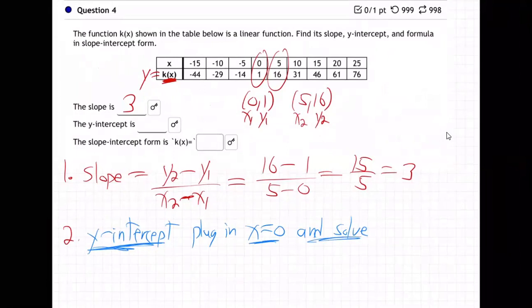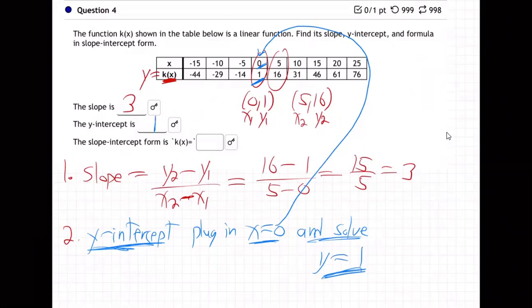Now you might think, what do you mean plug in? Plug into what formula? Well, we don't really have a formula right now, but we can look up at the table. Where do you see x equals 0? Right there. And what's the y that goes with it? 1. So y equals 1 when x is 0. So the y-intercept is 1. The y value that goes with x equals 0. That's what that means. When x is 0, the y value that goes with it is 1, says the table right there.